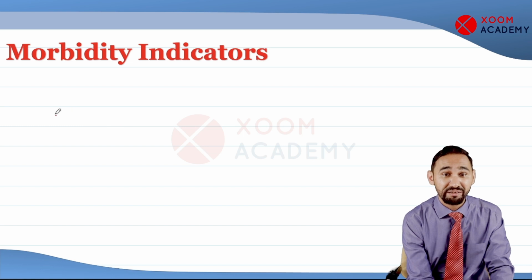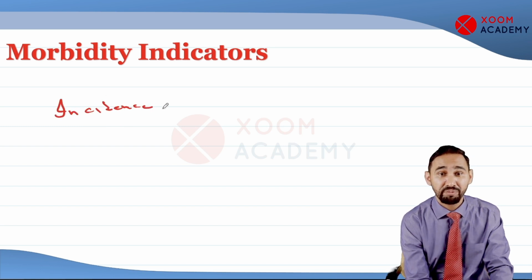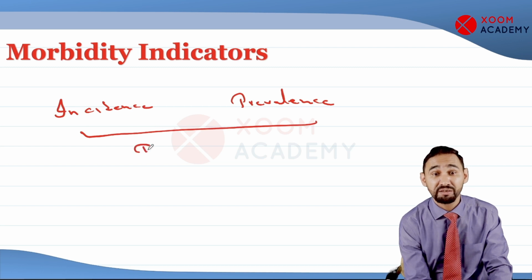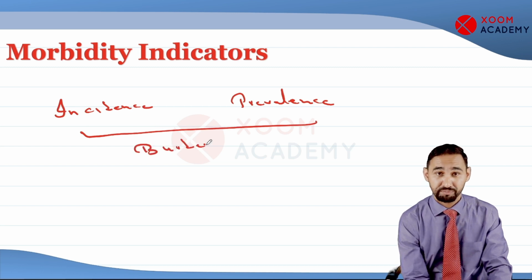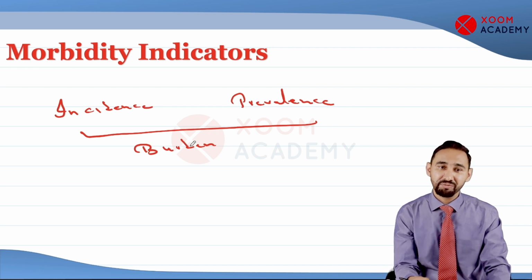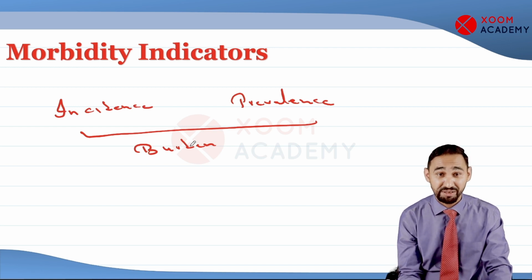Then what are morbidity indicators? They are incidence and prevalence. What do they show? They show the burden of disease in a community. If the burden is greater, incidence will be greater and prevalence will be greater.